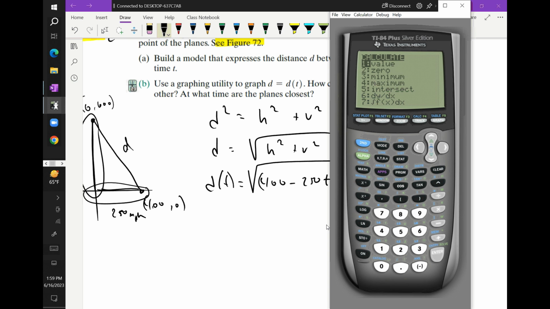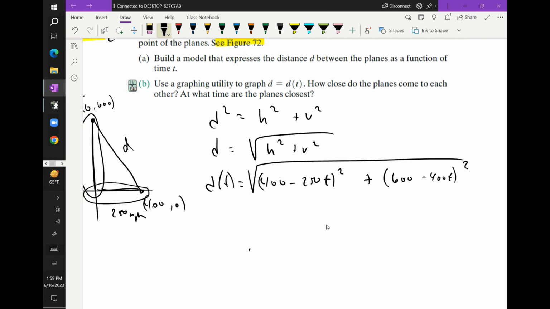I can go up to number 3, which is minimum. For the left bound, let's say 1.3 is okay. Moving to the right a little bit, 1.6 is okay. Then estimate a value, and we find that the minimum occurs when x is 1.5, or when time is 1.5. Our y value, which was the distance, is 21 point something. If we round, it's 21.2.